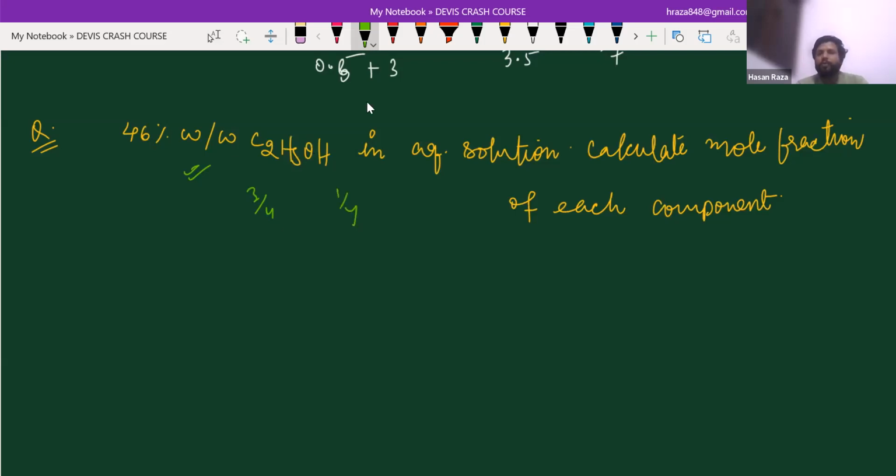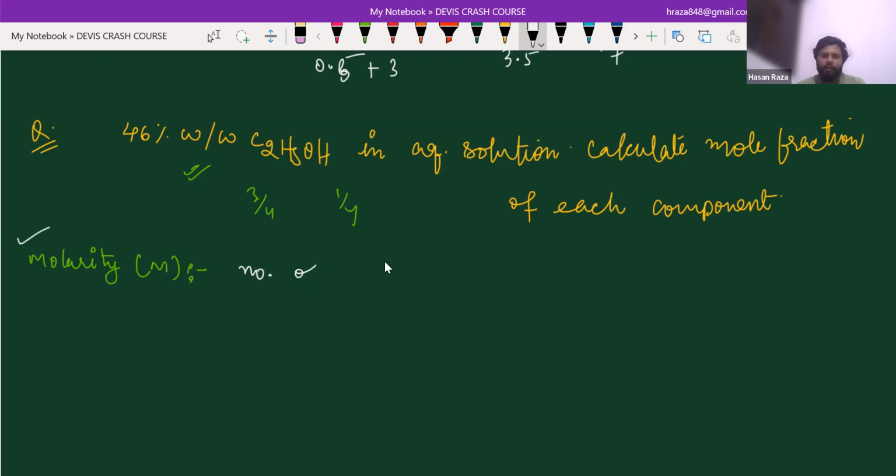Okay. So moving to the next concentration term, which is very important, and that is basically molarity. And we denote it by capital M. First of all, I'm going to write a very small definition of this to extract a formula from this definition.